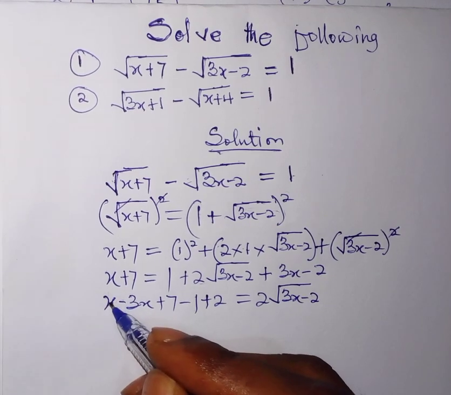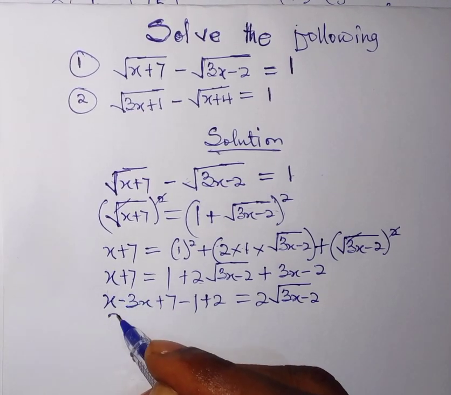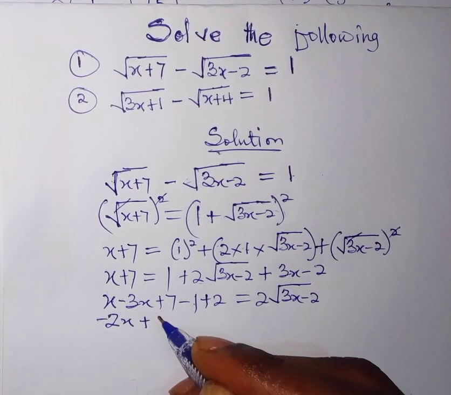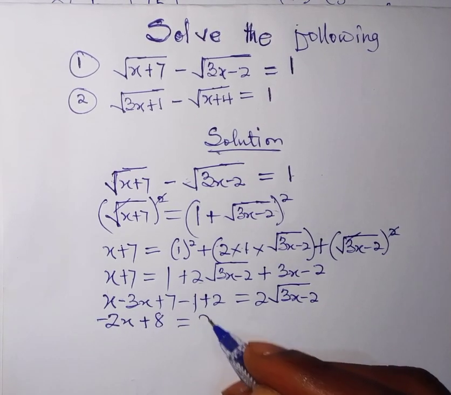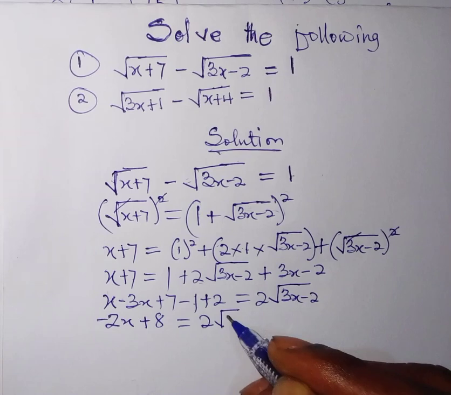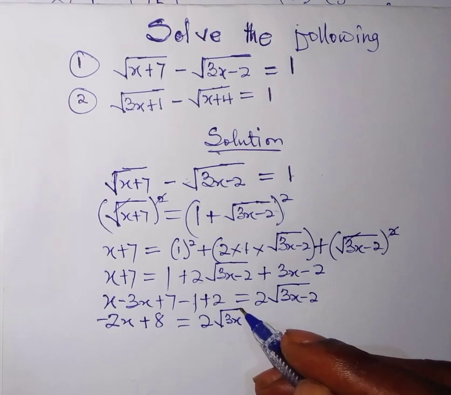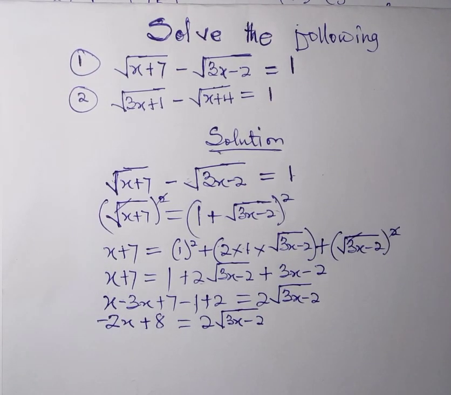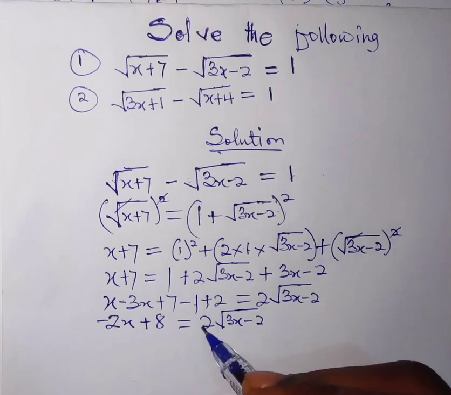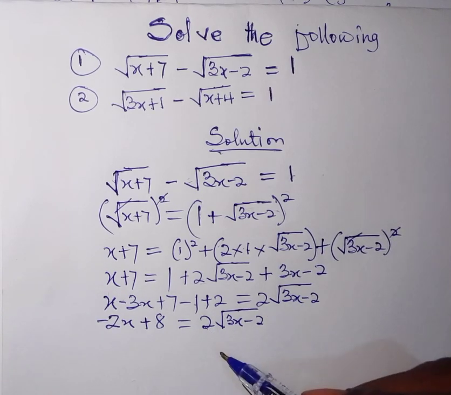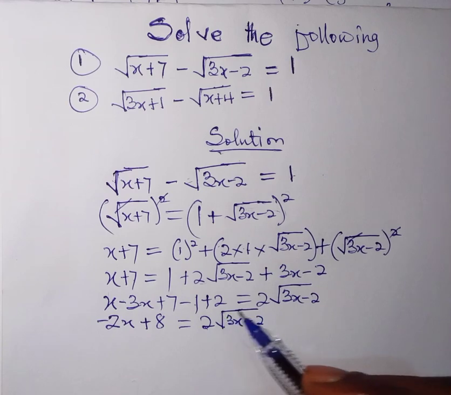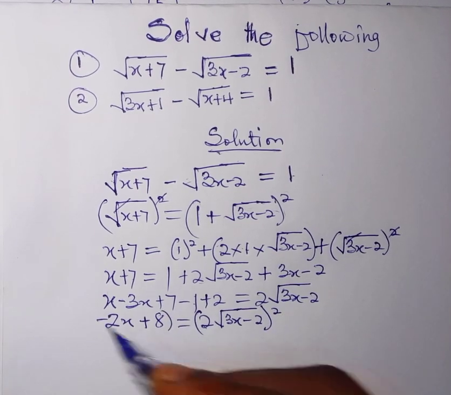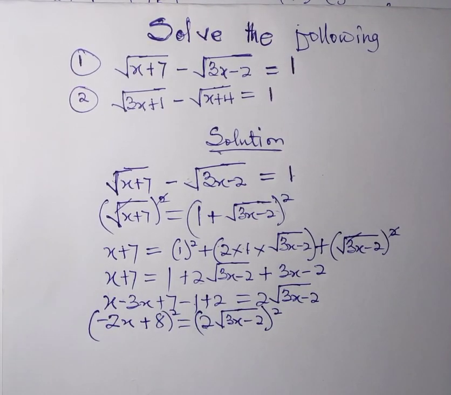Now when you subtract this, we are getting negative 2x. Now this one also gives me what? Plus 8, which is equal to 2 root 3x minus 2. I've forgotten that. Alright, good. So once we have this, then we can't group like terms again, because it involves a radical sign or square root. We take the square of both sides again. We square both sides again.